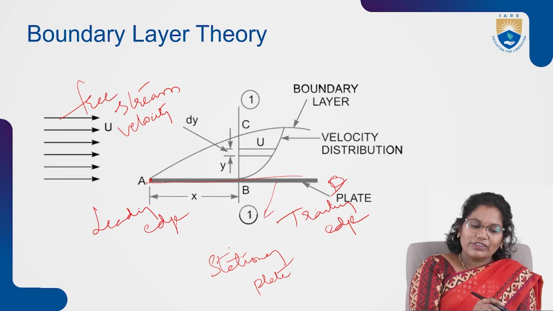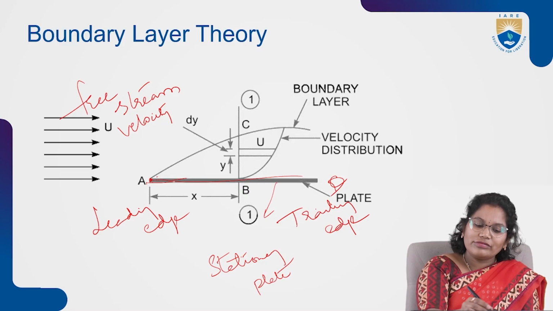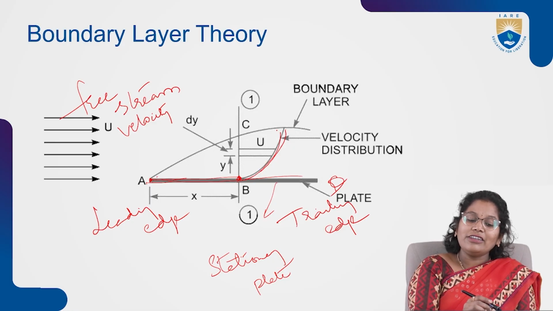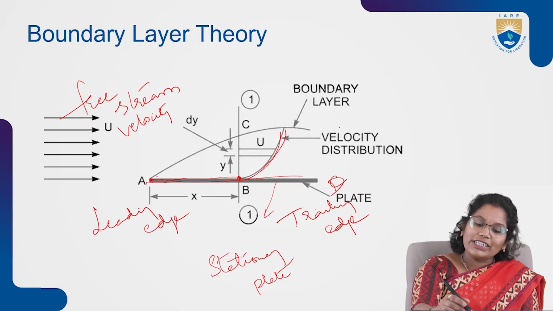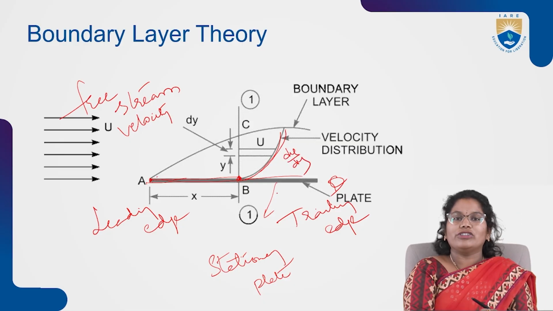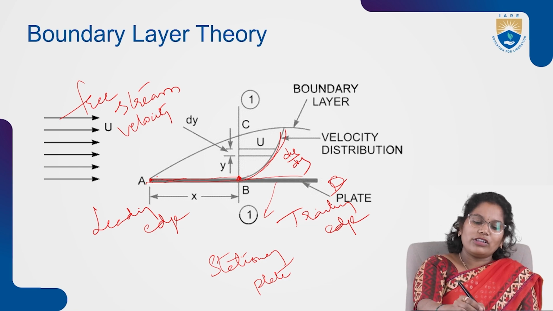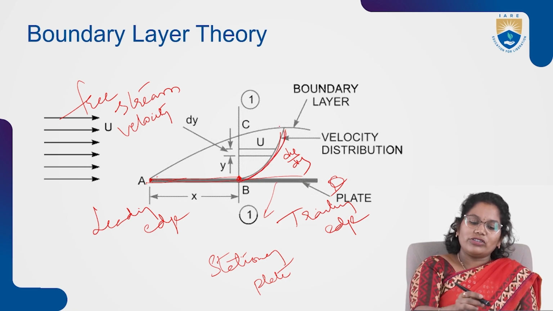At the stationary plate, at this point, the velocity is 0. This figure shows the velocity is 0. As we move away from this plate, we see some velocity gradients. That is du by dy, the velocity gradient. This is all a velocity gradient, right?